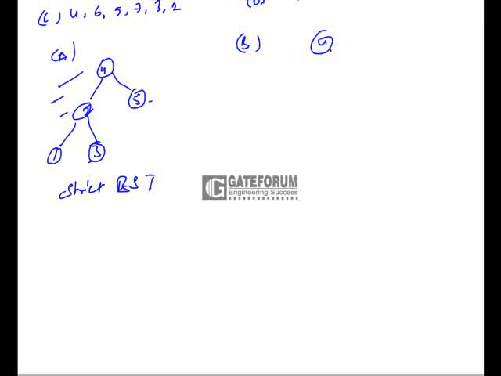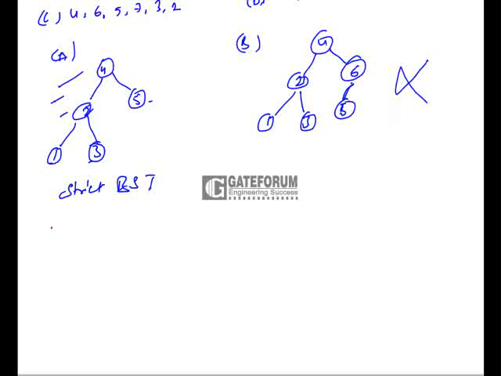So 4, next 6 is inserted here and 2 is inserted here, 1 is inserted here, 3 is inserted here. After 3, 5 is inserted. So here we have to insert 5. As 5 is greater than 4, it should be to the right of 4. As 5 is less than 6, it should be to the left of 6. So 5 is inserted here. Here 6 contains only one child. So it violates the condition of a strict binary search tree. So here we can say this is not a strict binary search tree.